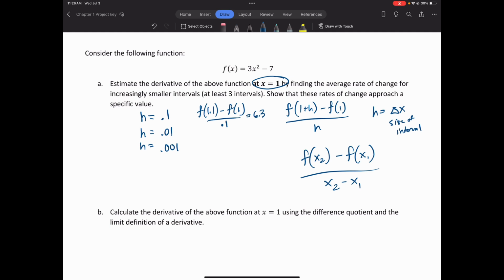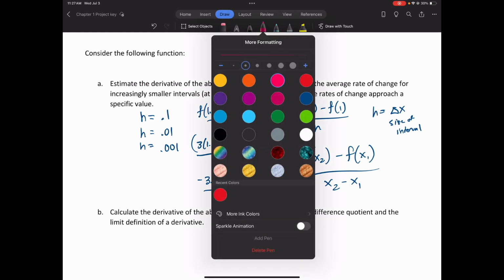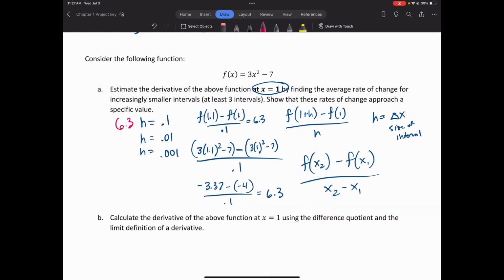So if I dive into this a little bit more, which I expected you to do, I wanted to see your work on this, okay? I should see 3 times 1.1 squared minus 7 minus 3 times 1 squared minus 7, over 0.1. This gives me negative 3.37 minus a negative 4 over 0.1, which is about 6.3. So that's my average rate of change for h equals 0.1. I get 6.3. And then I can do it again, but for 0.01.